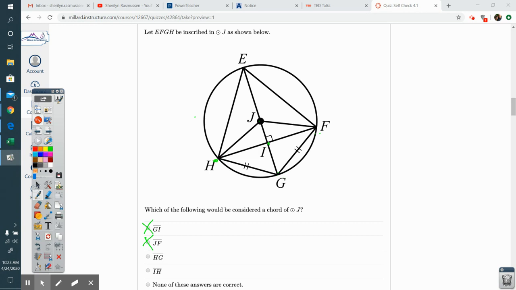HG, okay, so it touches the circle here and it touches the circle here. So yes, HG is a chord. And if you just go from I to H, it does not touch the circle here, so IH is also not a chord. So the only answer that it could be here is HG.